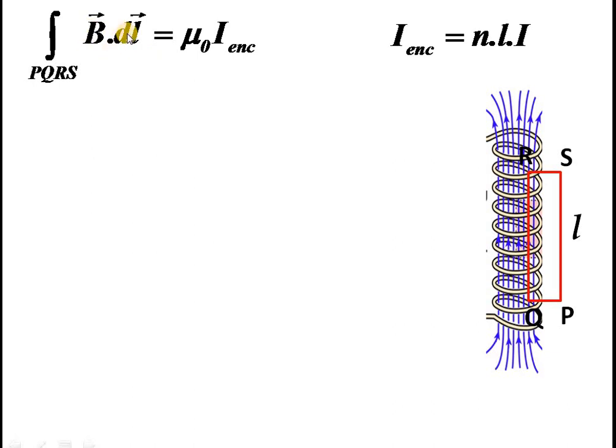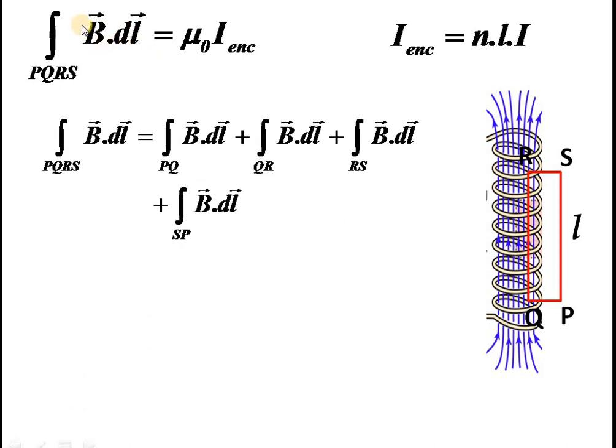What about integral B dot dl? Integral B dot dl we have to take on all sides. We have the PQRS rectangular path, so we can split it up into 4 segments. We have PQ here, QR here, RS here, and SP here. So you split the integral into 4 components: integral PQ, integral QR, integral RS, and integral SP. Let us evaluate one by one.